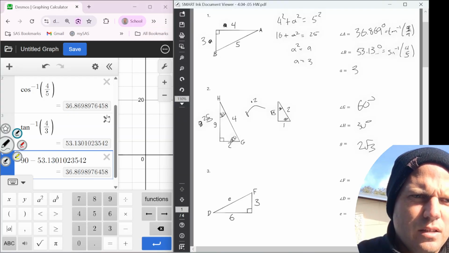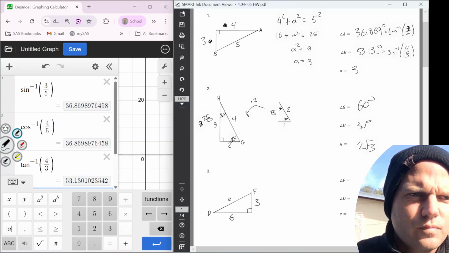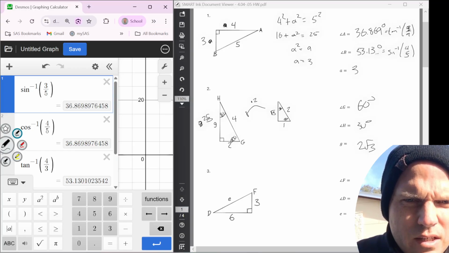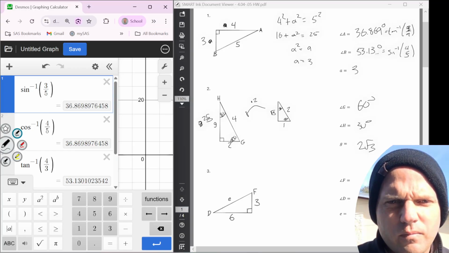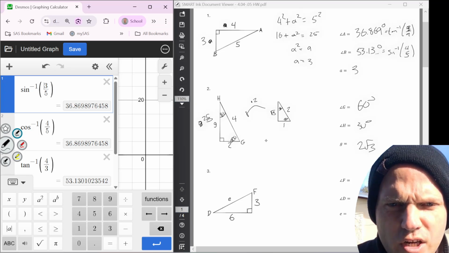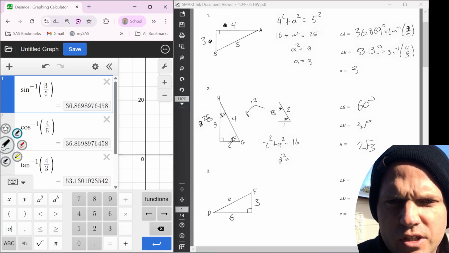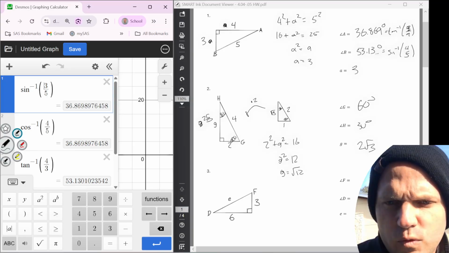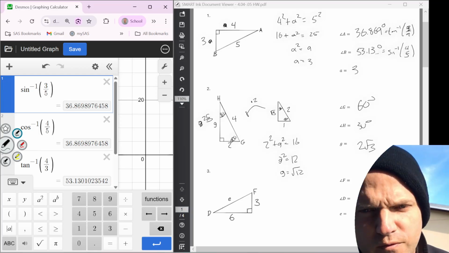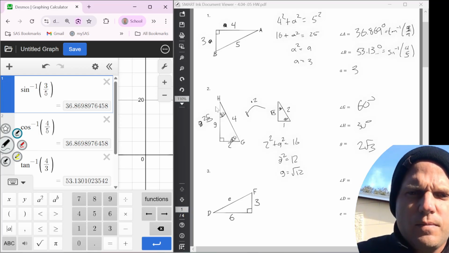But let's say we did. No big deal. We could have used the Pythagorean theorem to find G. We'd have 2 squared plus G squared equals 4 squared. We'd have G squared equals 16 minus 4, which is 12. G equals the square root of 12. The square root of 12 is the square root of 4 times the square root of 3, which is 2√3.